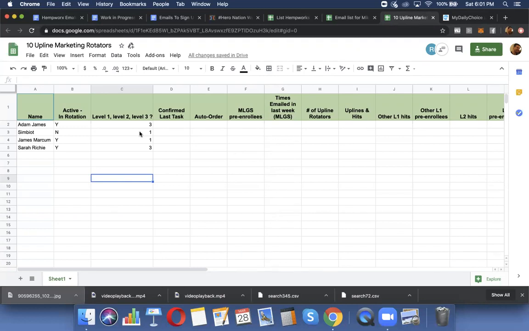So listen carefully. If somebody is at level 1 and there aren't 10 different upline rotators above, listen carefully to this, so important. If somebody is at level 1 and there aren't enough level 1s above them, and everyone's a level 2 or level 3, then put them into a level 2 or level 3 marketing rotator. If there are plenty of level 1s with room in their marketing rotator, that's where the level 1 will go first. If there's not, then they go to level 2 and level 3, and that's going to happen.